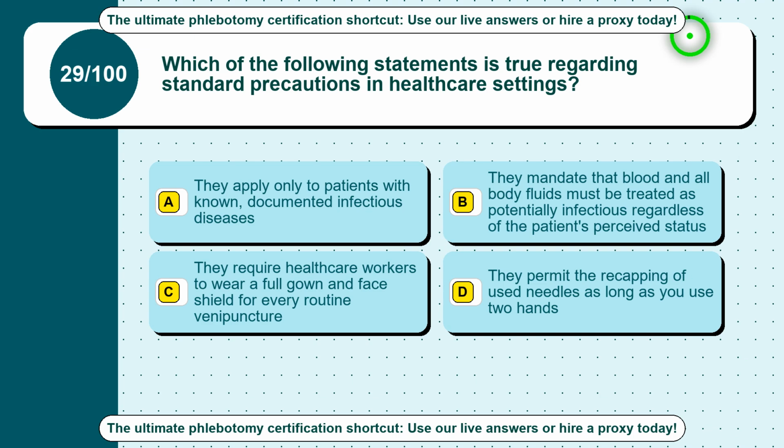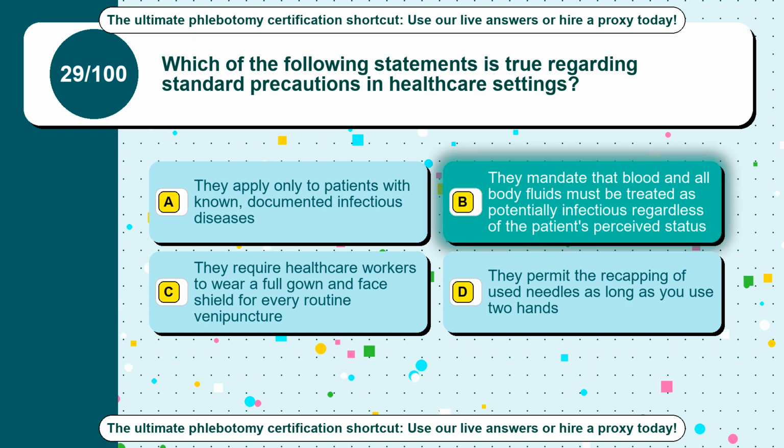Question 29. Which of the following statements is true regarding standard precautions in healthcare settings? Option A, they apply only to patients with known, documented infectious diseases. Option B, they mandate that blood and all body fluids must be treated as potentially infectious regardless of the patient's perceived status. Option C, they require healthcare workers to wear a full gown and face shield for every routine venipuncture. Option D, they permit the recapping of used needles as long as you use 2 hands. The correct answer is option B.